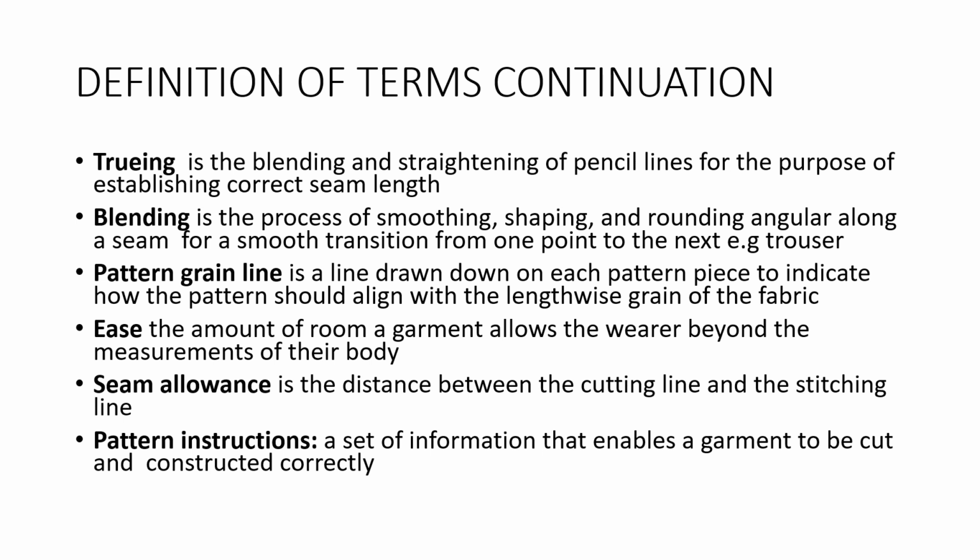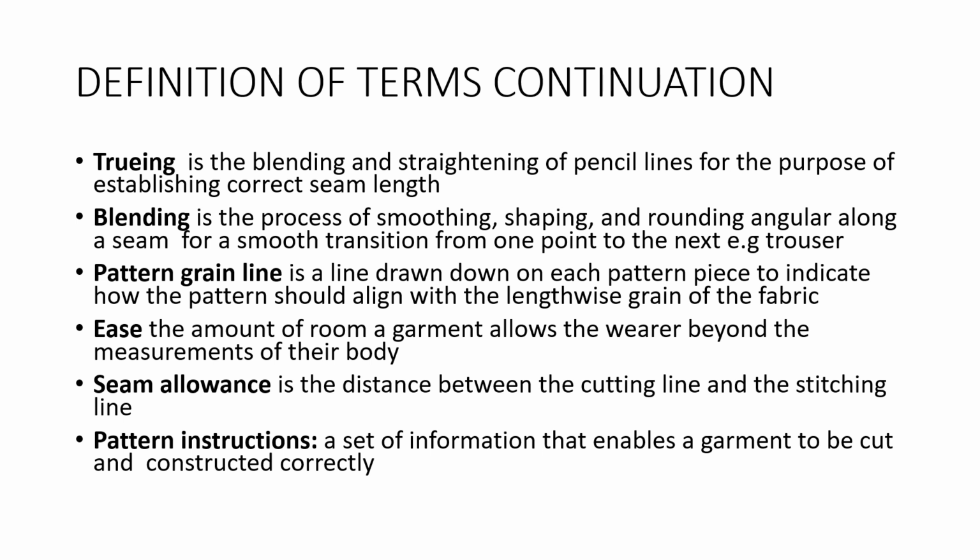Pattern grain line. This is a line drawn down on each pattern piece to indicate how the pattern should align with the lengthwise grain of the fabric. It helps to know whether the pattern will be cut on straight grain, cross grain, or on bias.